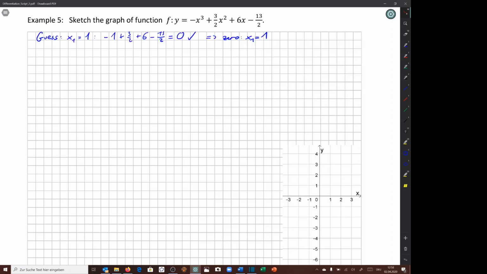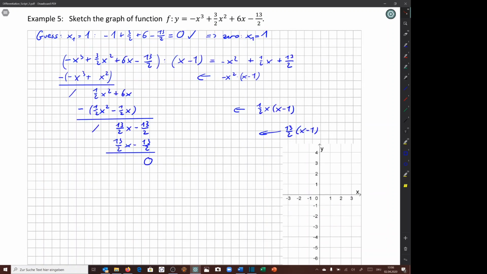We start with the guess x1 equals 1, and inserting it here we find really the result is 0, so we are successful. We found a first zero, x1 equals 1. The next step is to divide the polynomial by the linear factor that we found with the help of the 0, namely x minus 1. And we get in the end minus x squared plus 1/2 x plus 13 divided by 2.